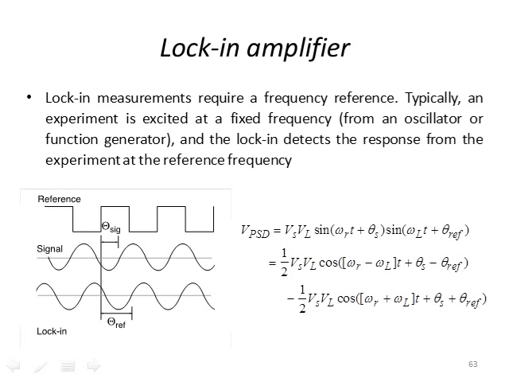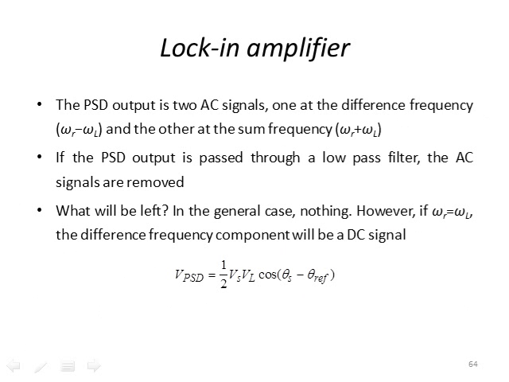And then this can be expanded into two terms. Now, the PSD output, the phase-sensitive detection, is two AC signals, one at the difference frequency and the other at the sum frequency. If the PSD is passed through a low-pass filter, the AC signals are removed. What will be left? In the general case, nothing. However, if omega_r and omega_L are equal, the difference frequency component will be a DC signal. And this is exactly what we showed in the synchronous demodulation.